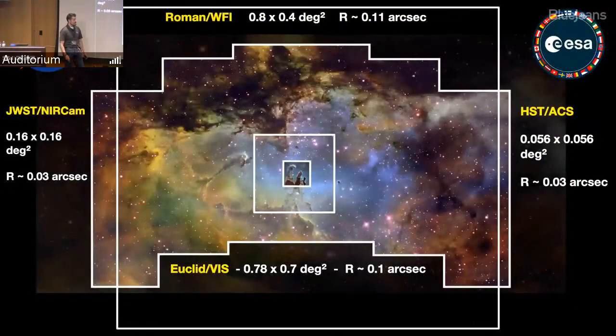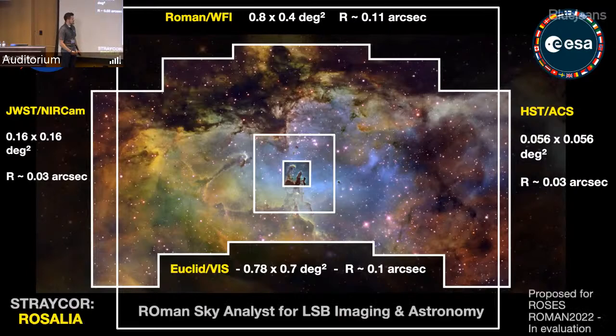But the idea would be to apply this to Roman, because we have a very large field of view compared to JWST and HST, and a very interesting extension in the spectral range. So the idea would be to apply all this and get it ready before Roman launches, in this project called ROSALIA, Roman Sky Analysis for Low Surface Brightness Imaging and Astronomy. Hopefully it will be selected for the Roman ROSES proposal.